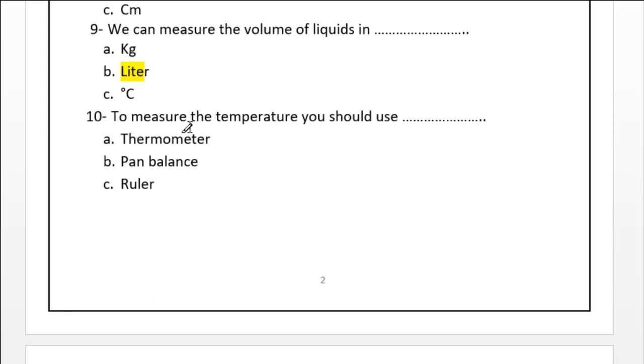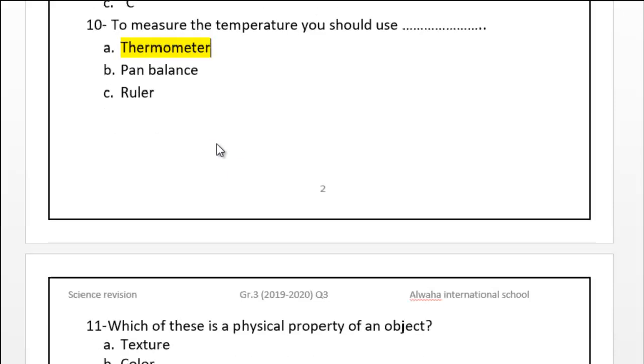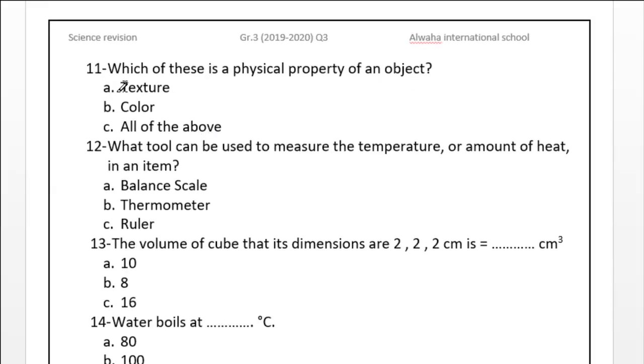Number 10: to measure the temperature, you should use a thermometer. A thermometer is the tool that we use to measure temperature. Number 11: which of these is a physical property of an object? Texture, color, all of the above. All of the above. Number 12: which tool can be used to measure the temperature or amount of heat in an item? The same answer, thermometer. A thermometer is the tool that we use to measure the temperature.